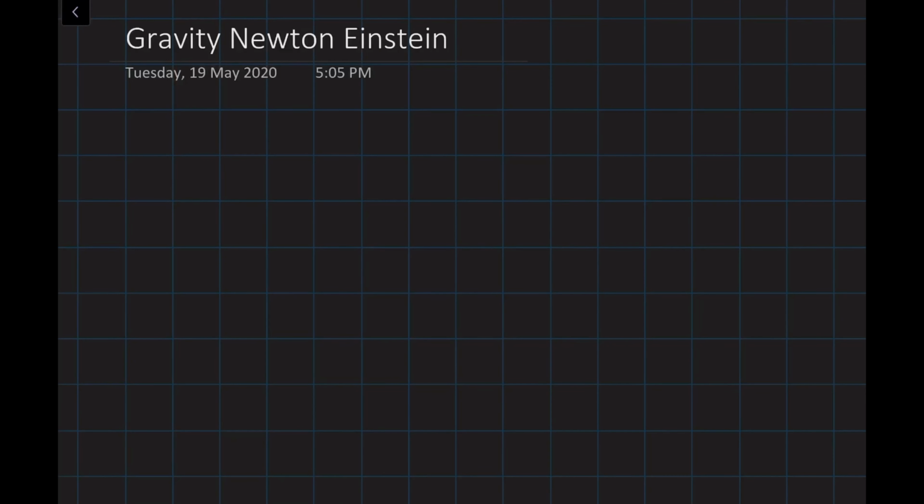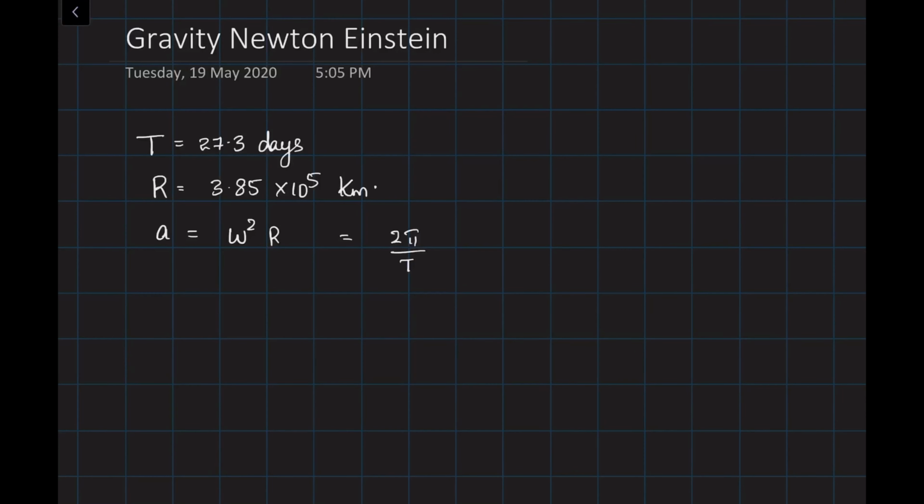The time period required for the moon to revolve around the earth is 27.3 days. The distance between the moon and the earth is 3.85 into 10 to the power 5 kilometers. The centripetal acceleration formula is a equal to omega square r. We know omega equal to 2 pi by T, so substituting that you get a equal to (2 pi by T) square r. Substituting the time period and the distance, you come to the centripetal acceleration for the moon towards the earth, which is 0.0027 meter per second square.